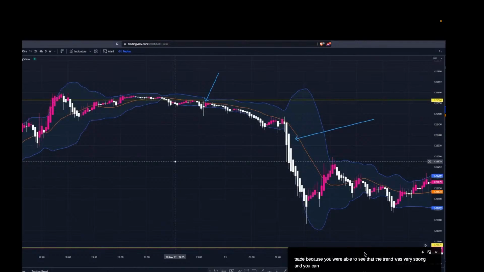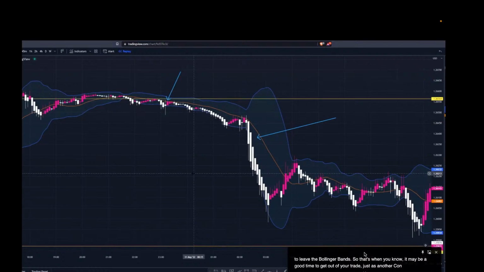You can also use indicators like the Bollinger Bands when it comes to looking at Heikin Ashi candles, because usually when we're very bullish or very bearish, it tends to hug the Bollinger Bands. And then once you get that first indication that the trend is slowing down or stopping, it tends to leave the Bollinger Bands. So that's when you know it may be a good time to get out of your trade, just as another confluence or another reference point.